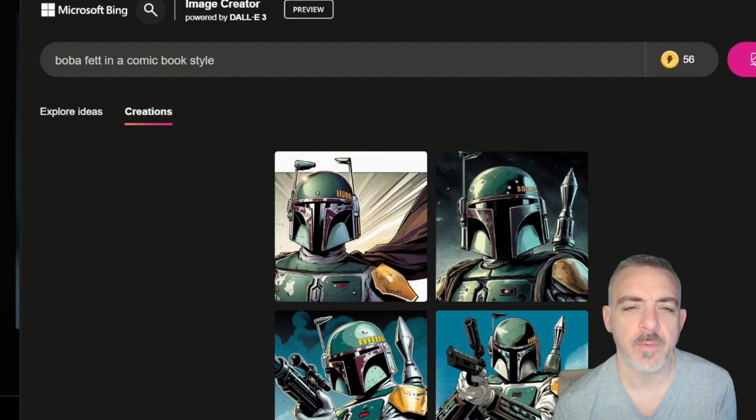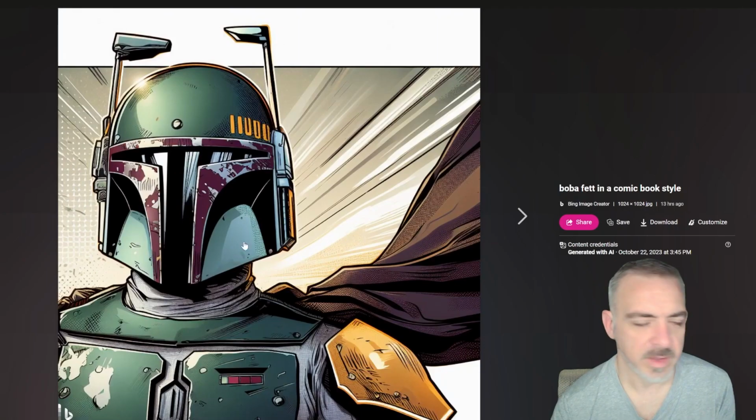All right, so for the next prompt, I went with Boba Fett in the comic book style. Boba Fett's always been one of the coolest looking characters in the Star Wars universe. So combining him with the Star Wars style should make for some really cool looking images. So let's look at these up close.